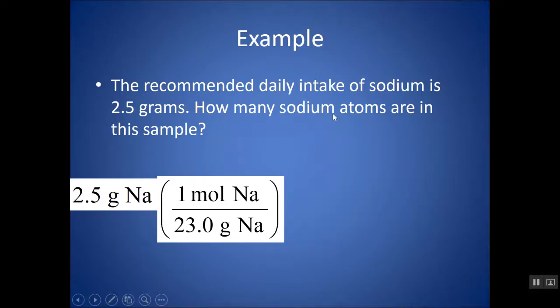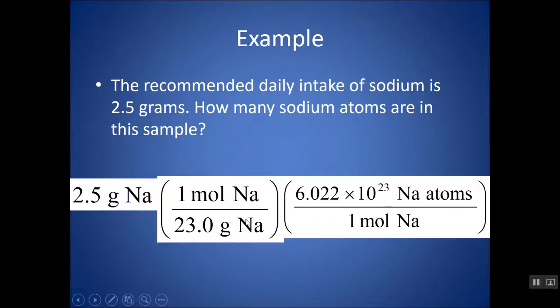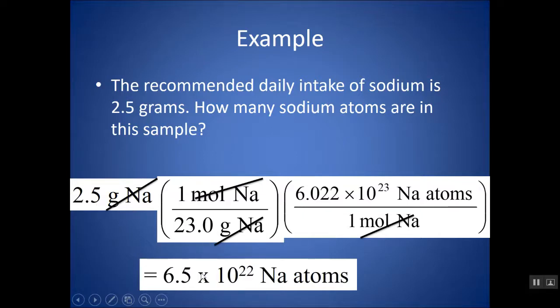Now I can convert moles to number of atoms. This is just a monatomic element, so 1 mole of sodium would contain 6.022 times 10 to the 23rd atoms. I want moles on the bottom so they cancel, and I want atoms on top. So in my calculator, I'm doing 2.5 times Avogadro's number divided by 23, and I should get, keeping 2 sig figs, 6.5 times 10 to the 22 Na atoms.